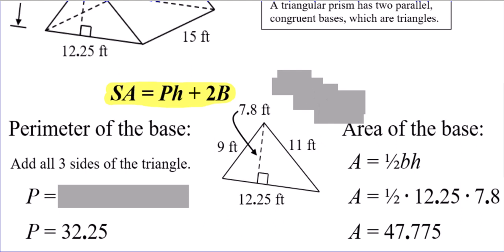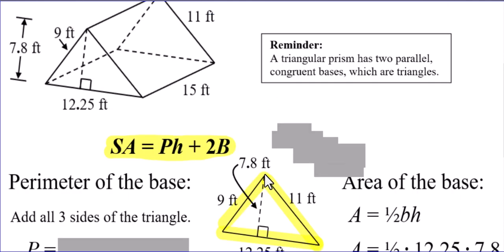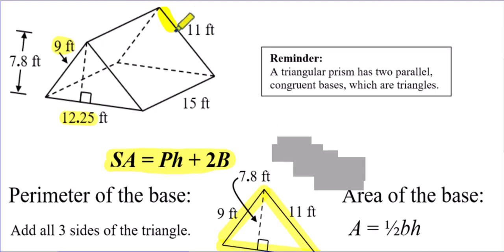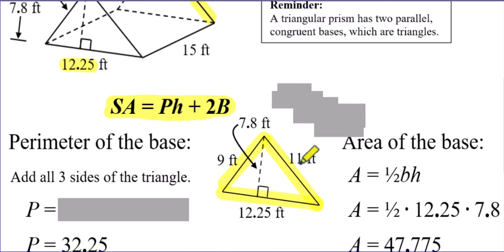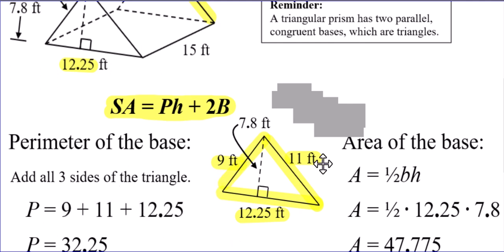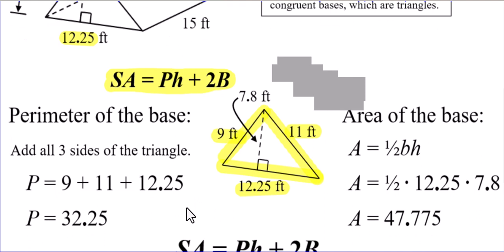Remember, the perimeter would use all of the exterior sides of the triangle. So that's not going to include the 7.8. 7.8 is the height. That's not an actual side of the triangle, but it will use the 9, which you can see here. It will use the bottom, the 12.25, and it'll use the right edge as well, which was the 11. So I have all these marked here, and we're going to add those measurements together because you do not need a formula for perimeter. Just add the 3 exterior sides of the triangle to get the perimeter of the triangle.